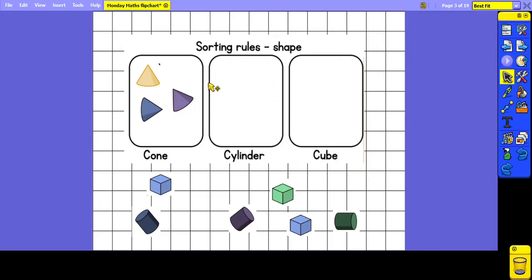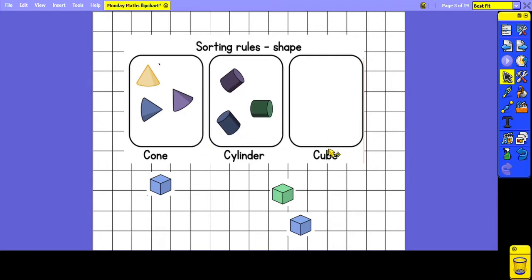And next we're going to find the cylinders. And remember, with cylinders, they have 2 flat faces, one on each end of the shape, and one curved face which goes all the way round. And finally, we're looking for the cubes. And with cubes, they have 6 flat faces.